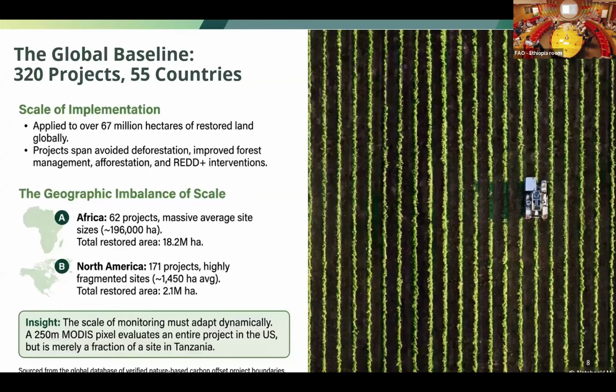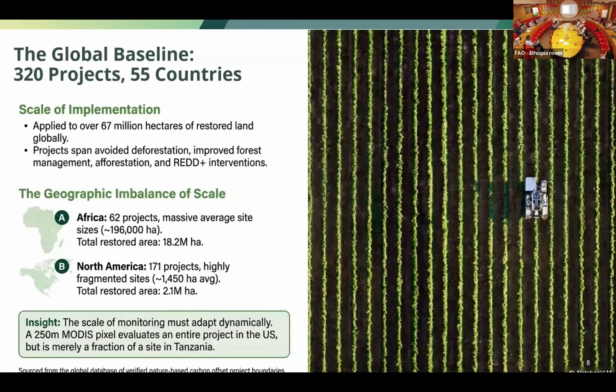The dataset spans 67.4 million hectares of restored land across 55 countries. We have Latin America, which dominates with 207 projects, followed by North America, Africa, and Asia. The geographic insight is that the scale of monitoring must adapt to context. For instance, African projects average 4,600 hectares, so they're large landscape-scale interventions.